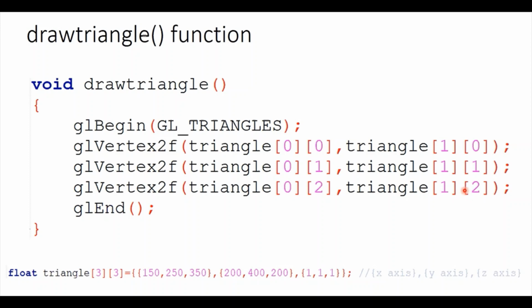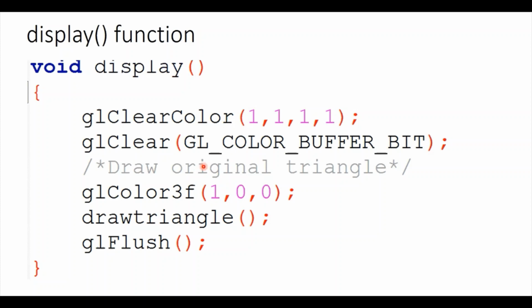It combines this and this. Now since we are doing it in 2 dimensions, we are only giving it as x and y, and we have it as 2 float, that is vertex 2f. So right now if I execute this function, it would only draw one triangle in red color. So this red color triangle is my original triangle.